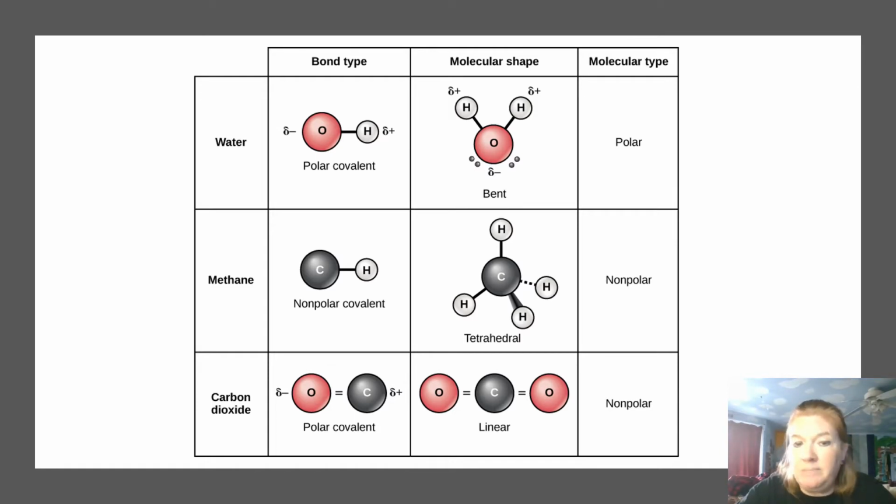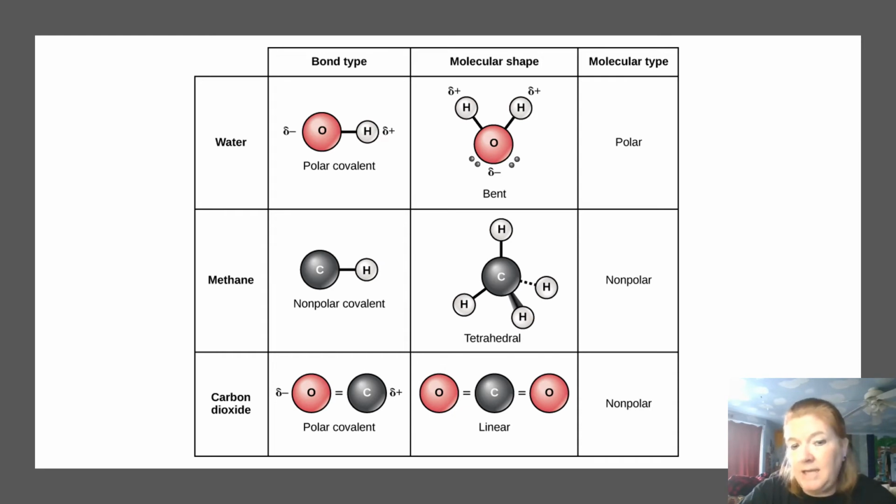Water has a polar covalent bond between oxygen and hydrogen. This is the shape of water when we draw the Lewis dot structure. It looks like this. This shape is called bent. It's literally bent, and it does not have symmetry because there are two hydrogens on one side of the oxygen and nothing on the other side. What's on the other side are lone electron pairs, and that's pushing the hydrogens over to make the shape. These are polar bonds and the molecule is polar.